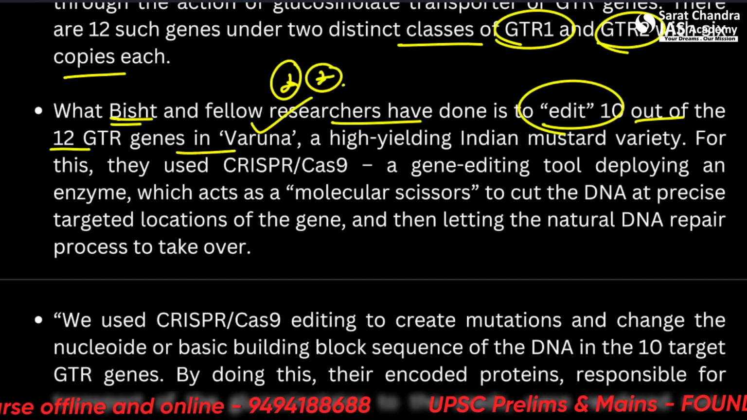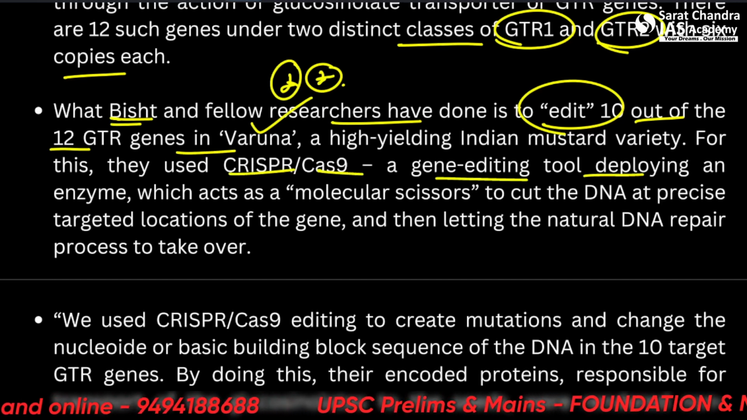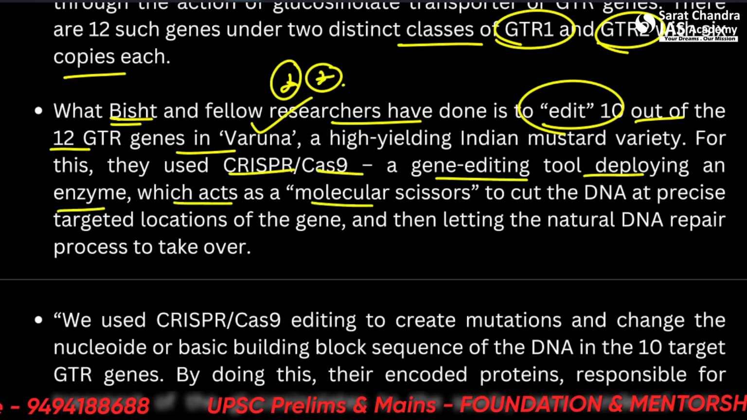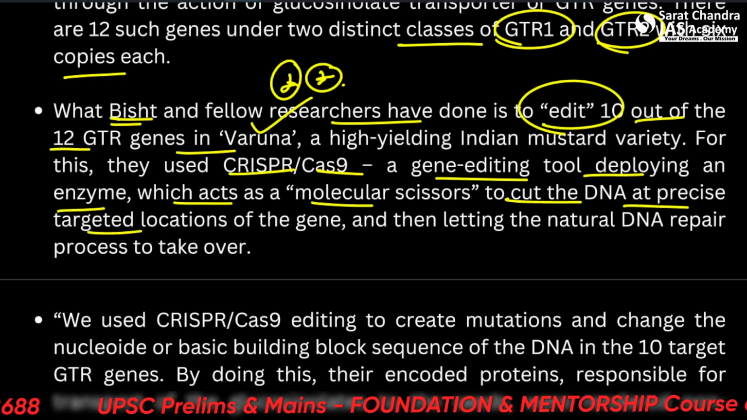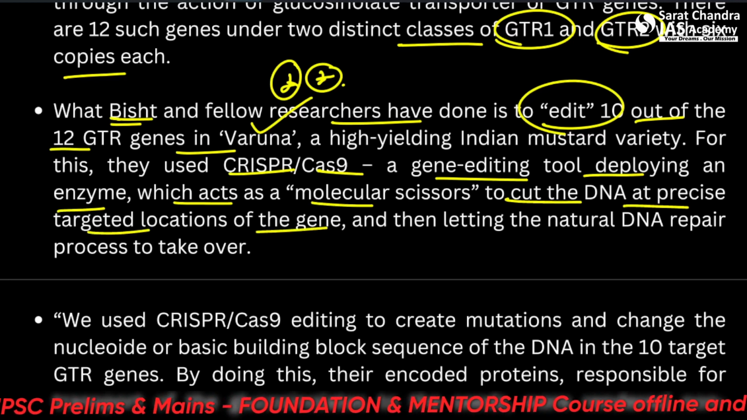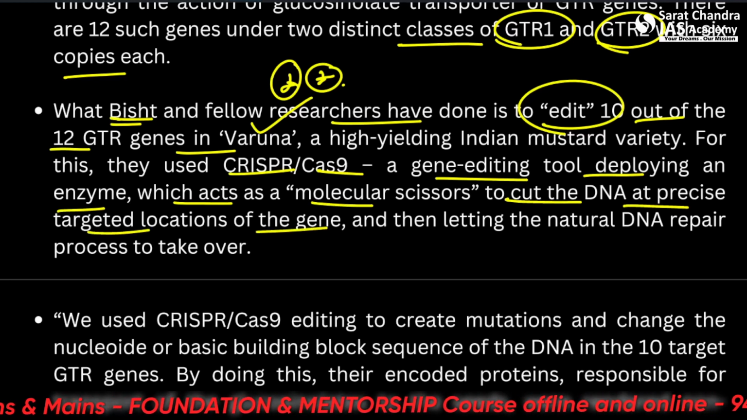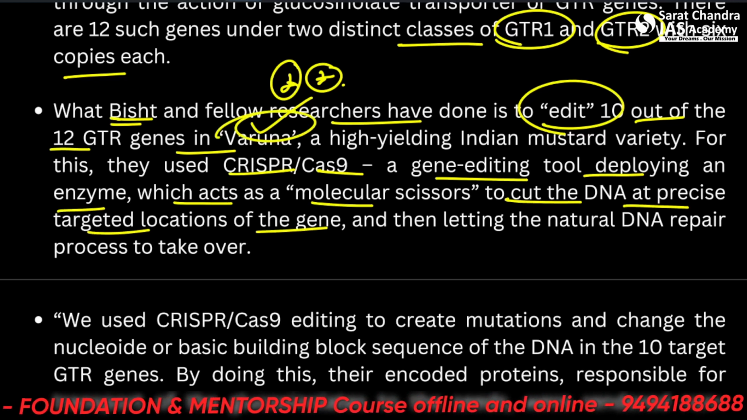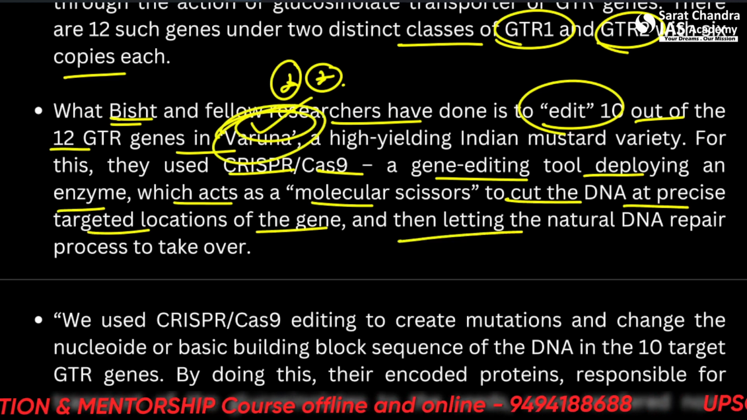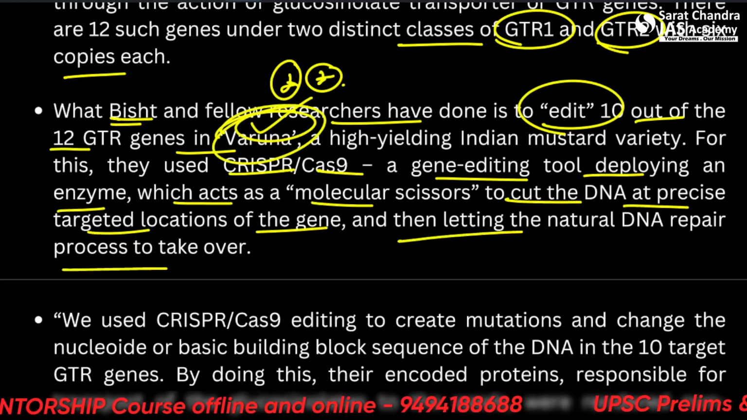For this, they used the CRISPR-Cas9 gene editing tool, deploying an enzyme which acts as a molecular scissor to cut the DNA at precise targeted locations of the gene. So DNA is being cut and furthermore it is being edited. The mustard line being used is Varuna, and then the natural DNA repair process takes over.